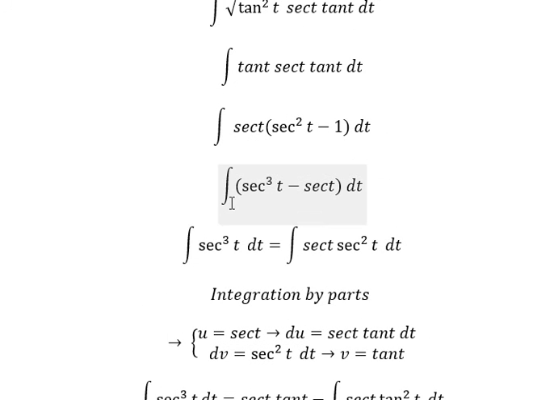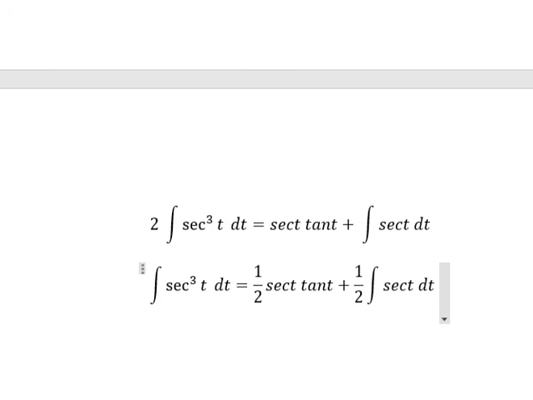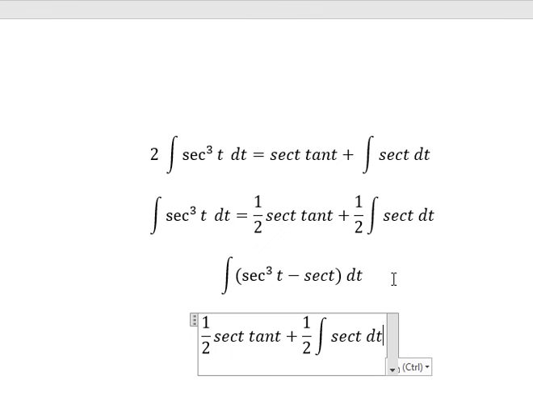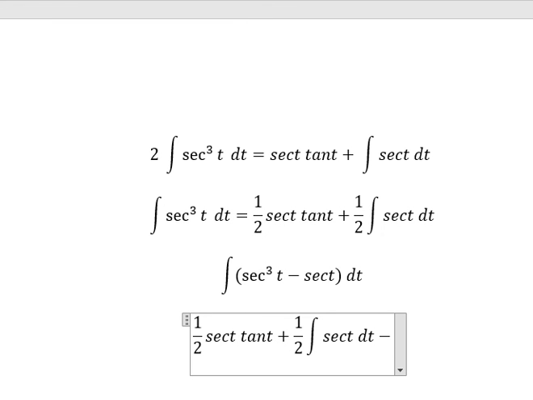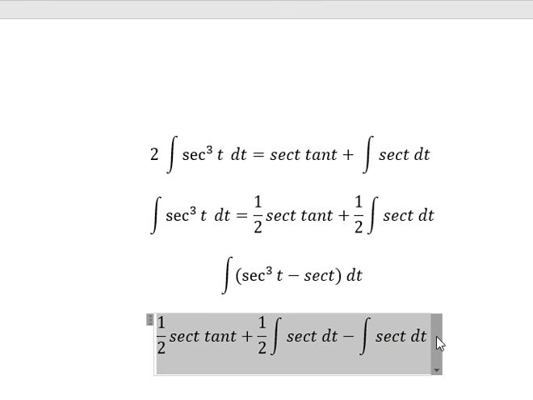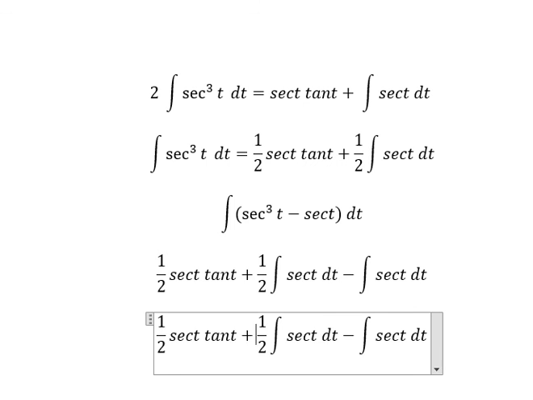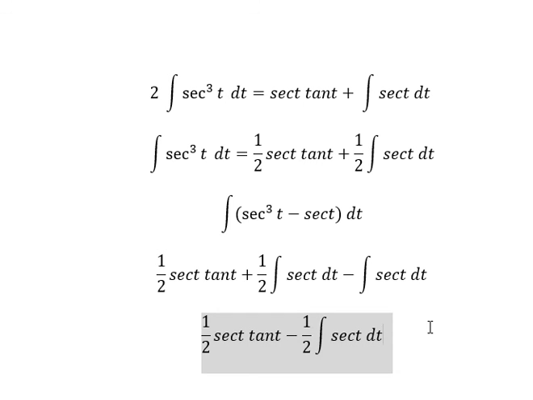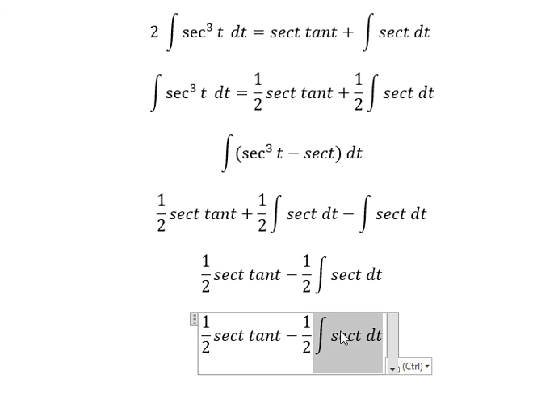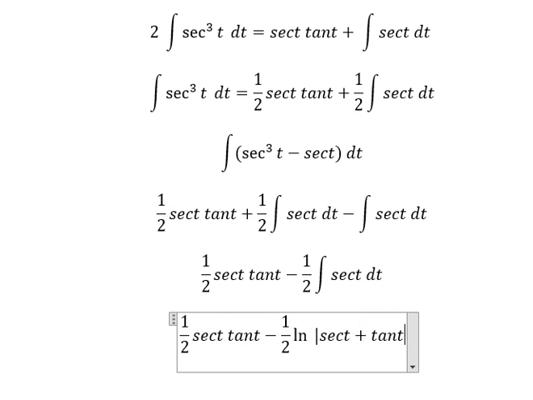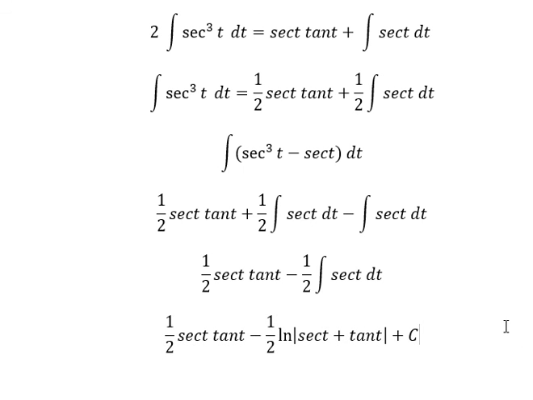Now we go back to this one. The integration of secant of t to the power of 3, that's about this one, minus the integral secant of t dt. And you got negative 1 over 2, the integral of secant of t. The integral of this one, you got ln of the absolute value of secant of t plus tan t. And we put c in here.